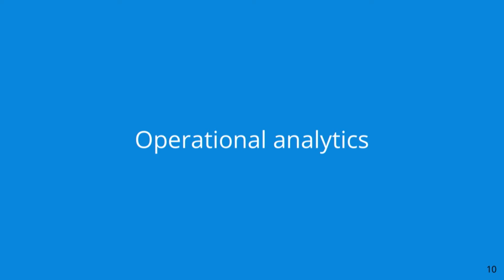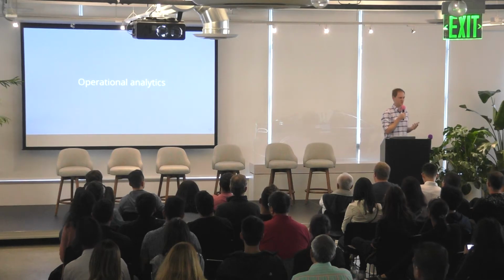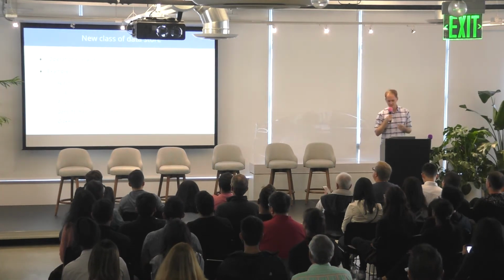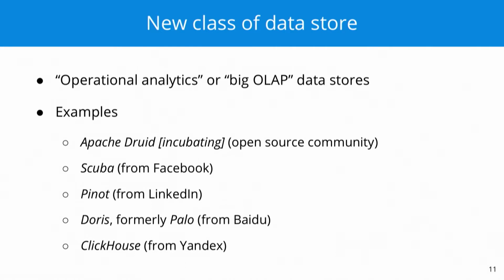So the category of data systems that solve these problems we call operational analytics data stores, or big OLAP data stores. So some examples of these, Druid's one of them, the one that I work on. Another example is Scuba, something out of Facebook. It's not open source, it's an internal project at Facebook. There's actually been a bunch of ex-Facebookers leaving Facebook and starting startups doing things like Scuba because of how well received it was internally. Pinot, open source thing from LinkedIn. Something called Doris, formerly called Palo from Baidu out of China. And something called Clickhouse from Yandex out of Russia.